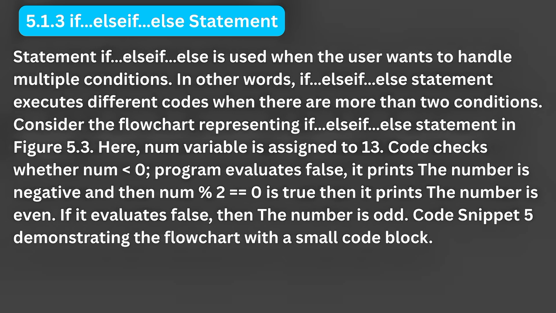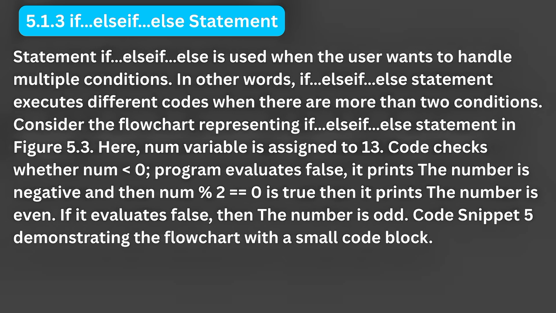To understand this better, imagine a flowchart that checks whether a number is negative, even, or odd. Let's say the number stored in the variable is 13. First, the program checks if the number is less than 0. Since 13 is not negative, that condition is false and the program continues to the next check. The next condition tests whether the number is even by checking if num%2 is equal to 0. The symbol % is the modulus operator, which returns the remainder after division. If a number divided by 2 leaves a remainder of 0, it is even. But since 13 leaves a remainder of 1, this condition is also false. Because both previous checks failed, the program finally reaches the else block and correctly prints "the number is odd."